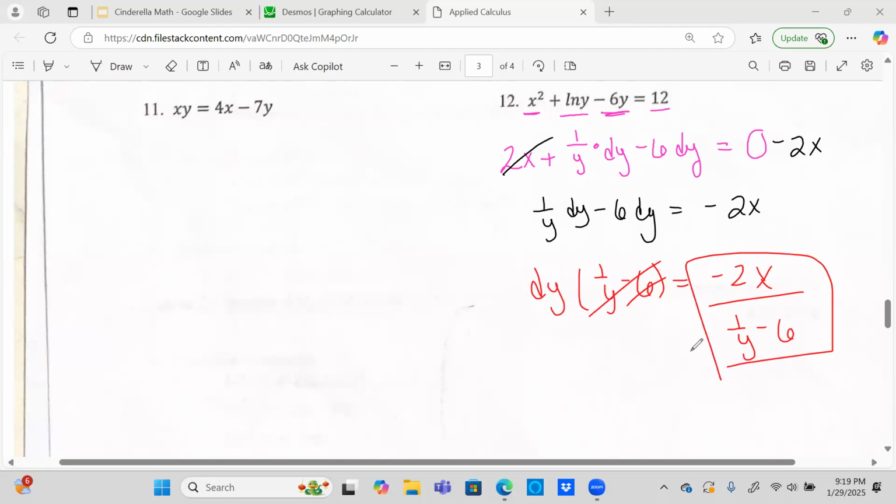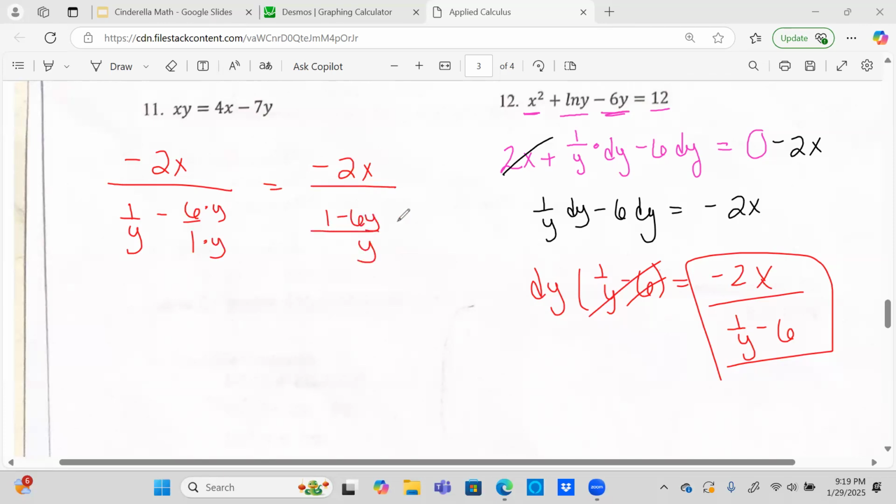However, I could see people arguing that they don't like that fraction in the bottom. So if you need to, you could get a common denominator. We could say 1 over y minus 6 over 1 times y. So I could see the answer also being 1 minus 6y all over y right there. And then I could even see, so this is what I would do. I would stop. However, if you have a professor or instructor that's really uptight about simplifying, I could see it going here, what I've got in that second red box.